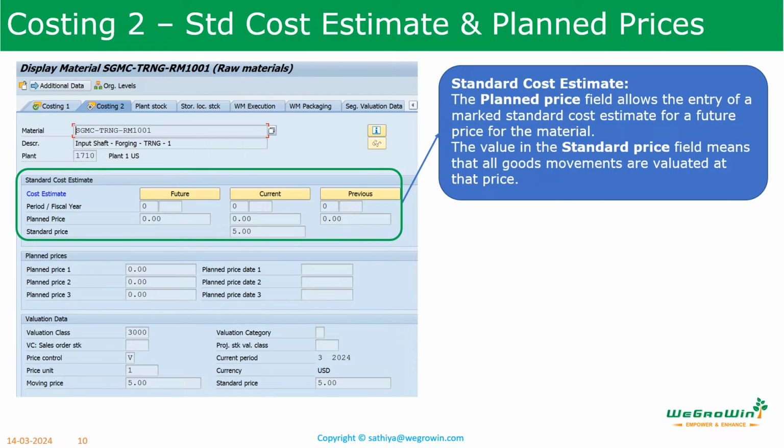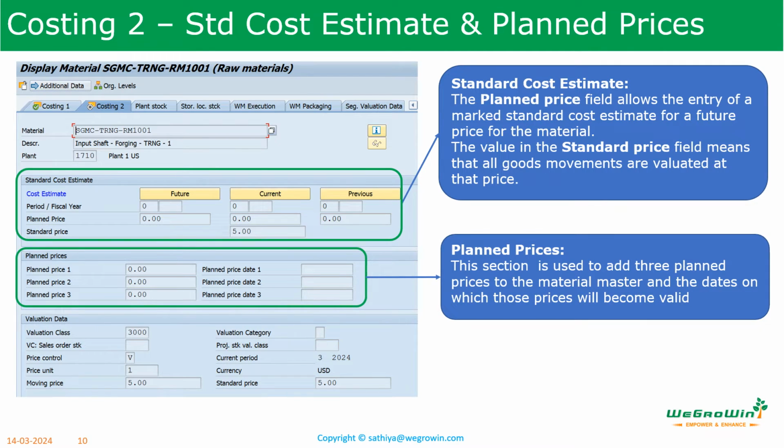Standard cost estimate is where the planned price is, which allows the entry of a marked standard cost estimate for a future price of the material. That is a costing. As part of the costing, the marked price will come here. The value in the standard price field means that all goods movements are valued at the standard price. This standard price is what is updated in the accounting one view, what we saw there, right?